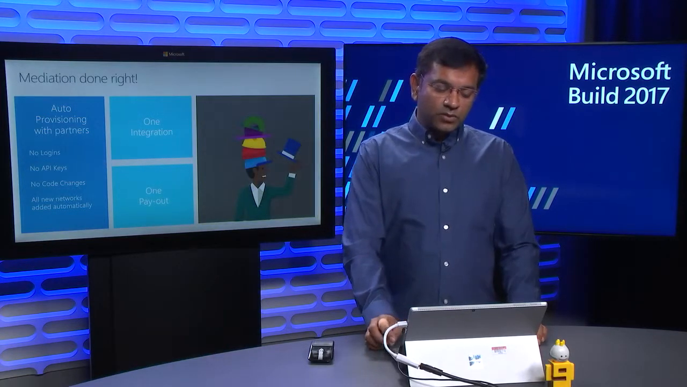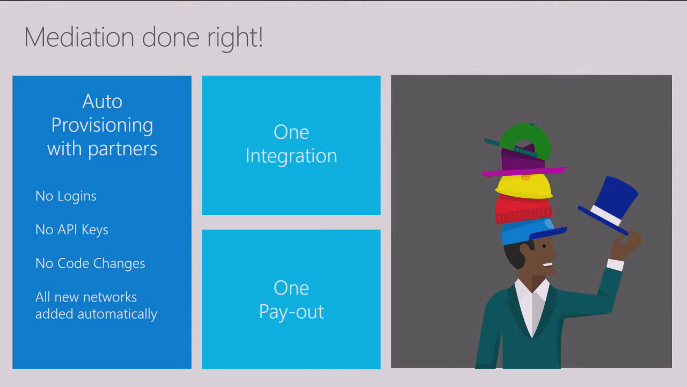So talking a little bit more about mediation as such, essentially by using the system, you don't have to do any provisioning with any of the other partners. We'll take care of the logins. You don't have to go find an API key or something, bring it in. You don't have to make code changes. Once you've brought the ads SDK in, you automatically get ads. And all the new networks will just get added automatically, and you can choose to either have them or not. Or if you fall back on Microsoft, Microsoft will take care of a lot of this for you. So essentially for you, it's like one integration and one payout. Microsoft will do the payout on behalf of all the other networks, and we'll take care of working with the networks in the background.